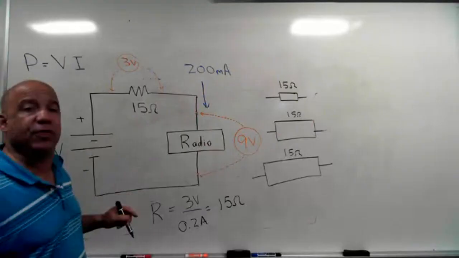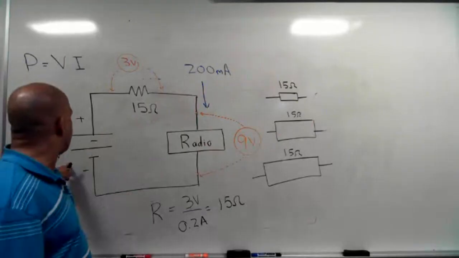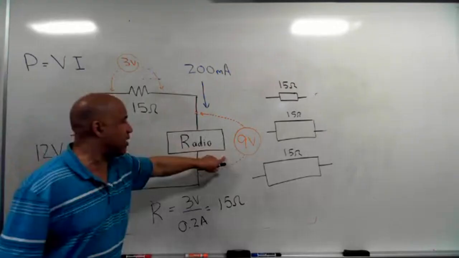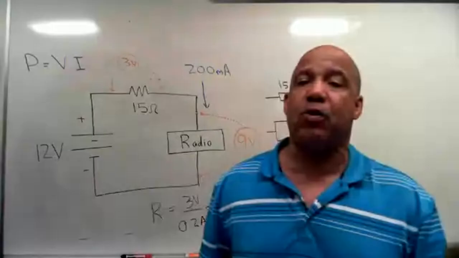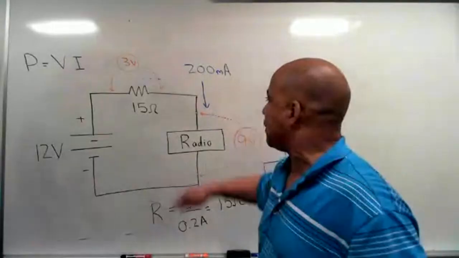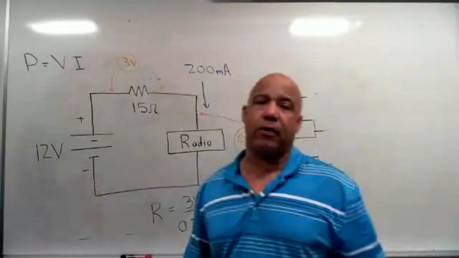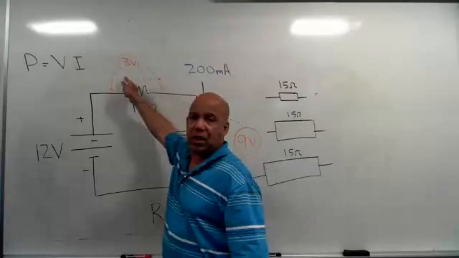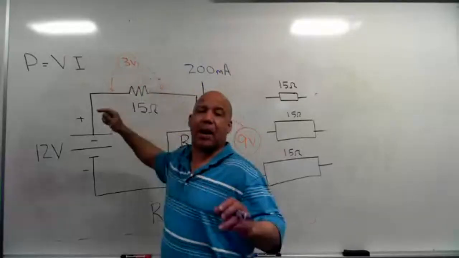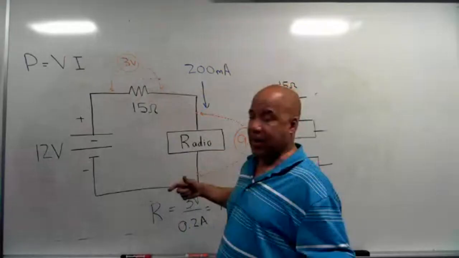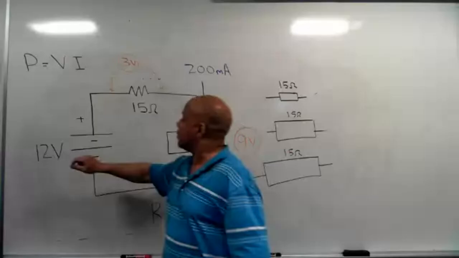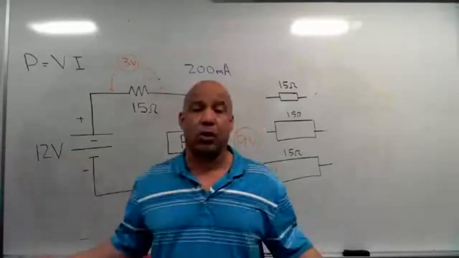The question is, which V do I use? Do I use this V, do I use that V, or do I use that V? If I want to know the power dissipation of the resistor, which V do I use? Do I use one of the voltage drops, or do I use the voltage source? The voltage drop. Which one? The 3 volts. If I use 3 volts, I'm finding the power dissipation of the resistor. If I use the 9 volts, I'm finding the power dissipation of the radio. If I use the 12 volts, I'm finding the power dissipation of the whole circuit.